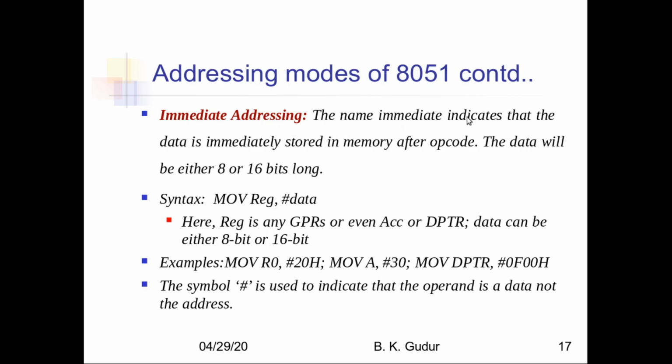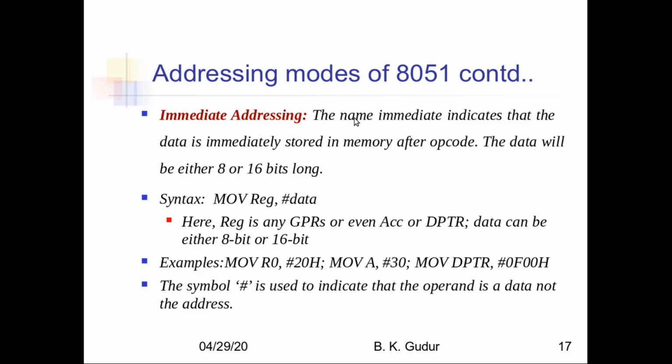The name immediate indicates that the data is immediately stored in memory after the opcode. Remember, these opcodes will be stored in code memory whenever we write a program. And as the name indicates, immediate, this particular data will be stored in code memory only just after the opcode.